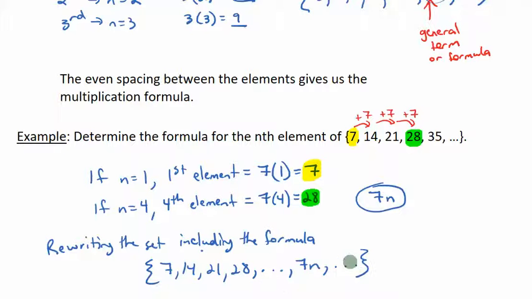And so this is a better way to describe the set than what we had up here, because now we can see, well, if I want to know the 1,000th term, I just take 7 times 1,000, and my 1,000th term will be 7,000. So this gives me a way of predicting any element in the set that I want to. Let's try another one.